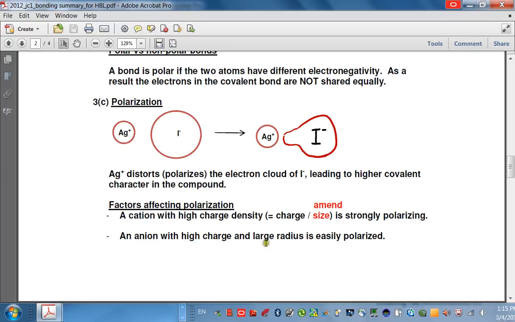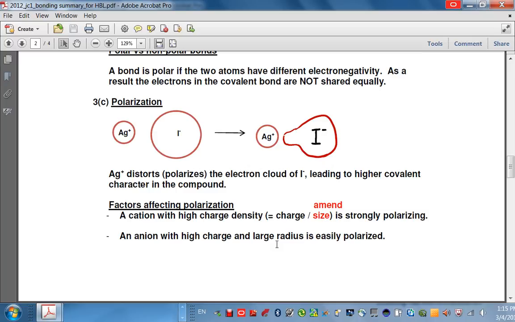Okay, this one, an anion with a large radius is easily polarized. This one is different from cation. For cation, you need a small size or high charge density for the cation to be strongly polarizing. But for anion, it's a large radius that will cause the anion to be easily polarized.